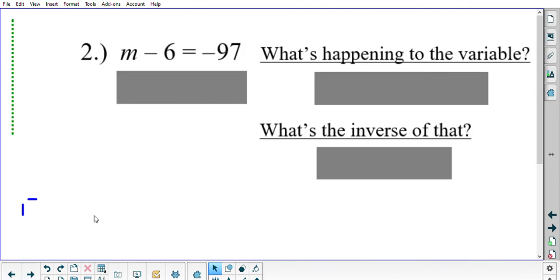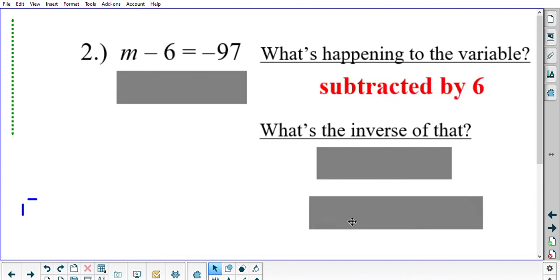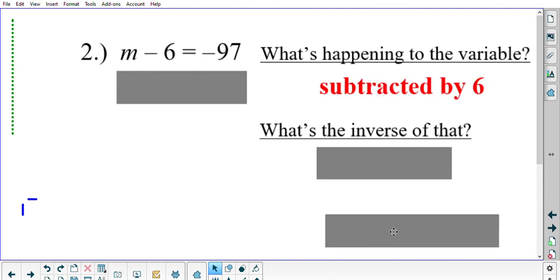All right, let's do problem number 2 together. Starting with what's happening to the variable. Well, where's our variable? There it is, m. m is being subtracted by 6. So, boom, we'll write that down. It's being subtracted by 6.